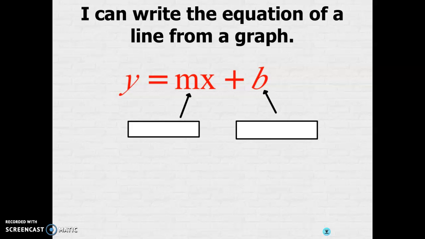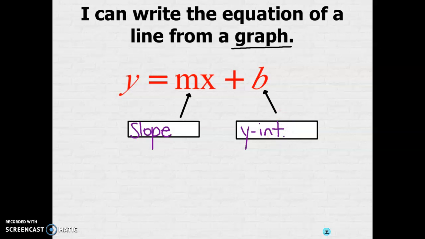All right, here's where you begin notes with me. There are really three ways that we're going to end up writing equations of lines today. The first is from a graph. If you're given a graph of a line, then our ultimate goal is to write that equation in slope-intercept form, which is y equals mx plus b. Why is it called slope-intercept form? Because m stands for slope, and b stands for the y-intercept.